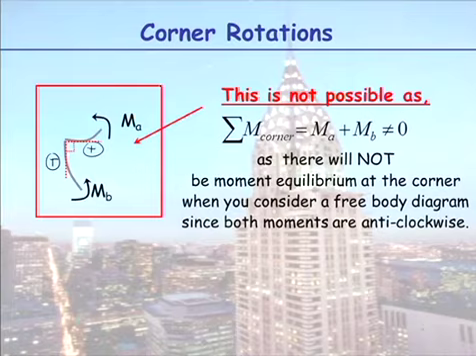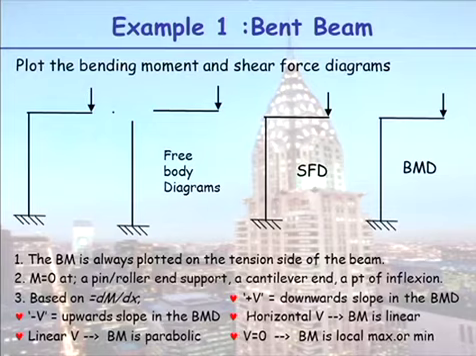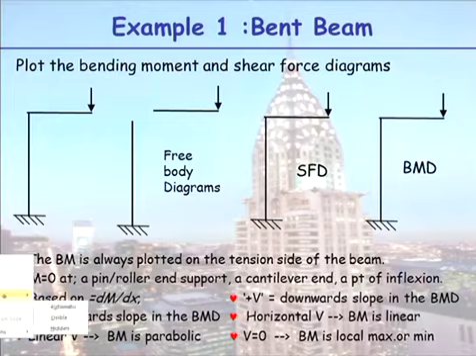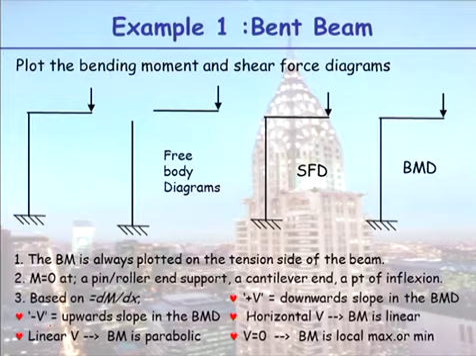So, as I said here, it's not possible to have that sort of shape for your corner rotation because you don't get moment equilibrium. That's enough knowledge for us now to attempt to draw our bending moment and our shear force diagrams. As with the previous problem, before we attempt to do it, let's see what our supports and reactions are doing.